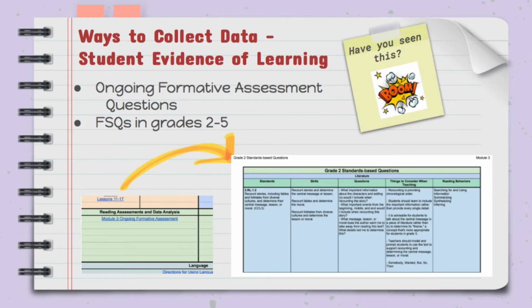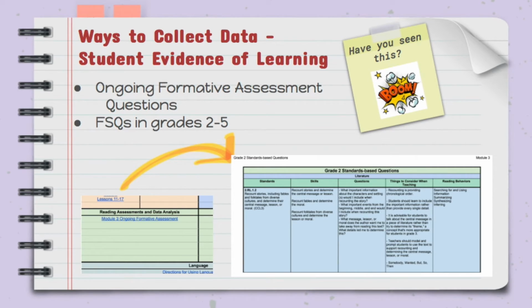There are several ways to collect data or evidence of student learning. Data can be collected in a variety of ways. Some favorites are using the chat box, digital notebook, Jamboard, Flipgrid, Nearpod, or Pear Deck responses. You may have noticed the hyperlink for ongoing formative assessments. While we provide these for all grade levels, we find them especially helpful for grades 2 through 5.